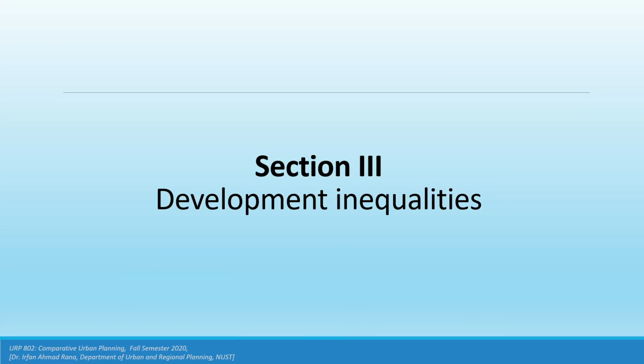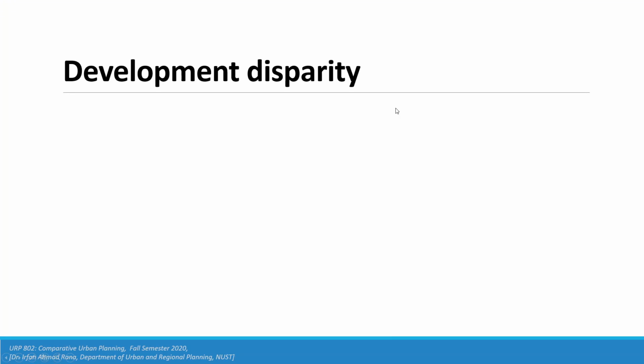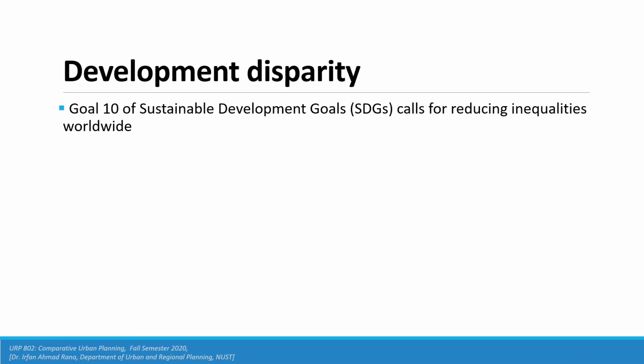The main point, in terms of what urban planners or regional developers can do, is that we'll be talking about development inequalities or disparities, as we call them. What is it? Goal 10 of the Sustainable Development Goals is focused on reducing inequalities worldwide. And how can we do it?